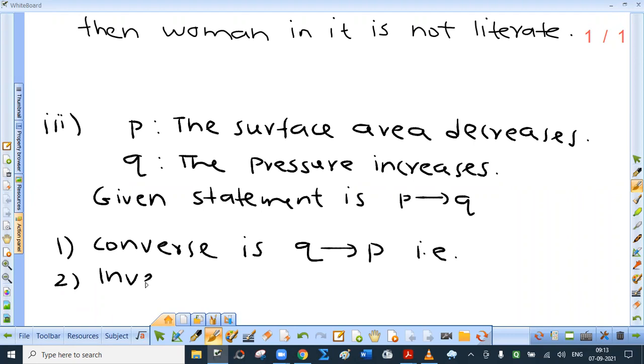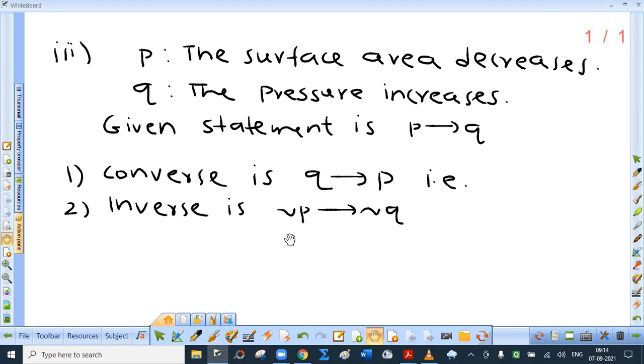Second, inverse is not P implies not Q. That is, if the surface area does not decrease, then the pressure does not increase.